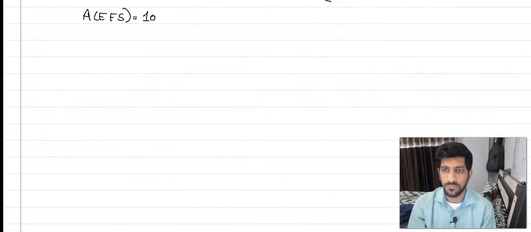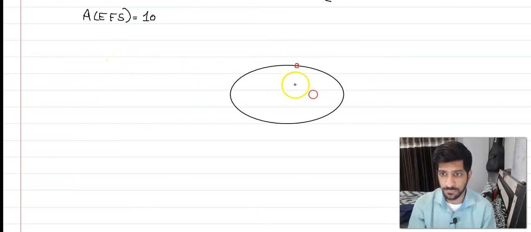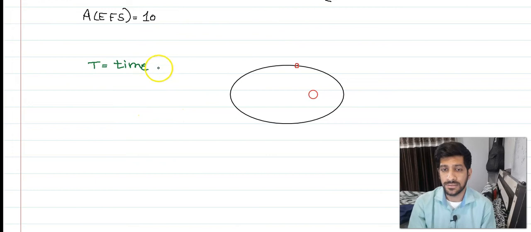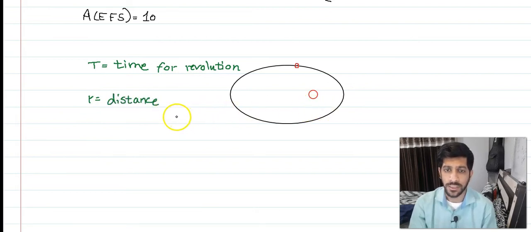For the third law, again I'll draw this. This is the elliptical orbit which you have to remember. This is the sun at the focus, and there's a planet, let's say Earth. Let us assume first that the period of revolution for that planet is T. That is the time for its revolution. And let's say r is equal to the distance from the center or from the focus.